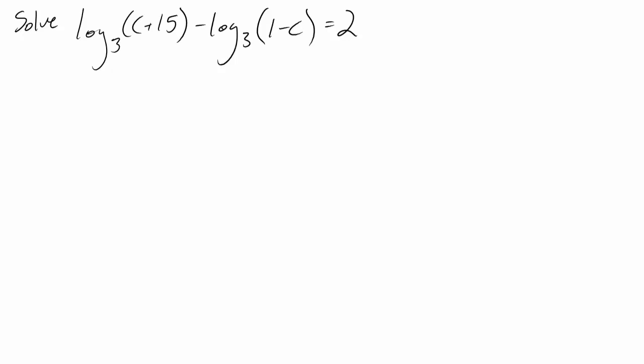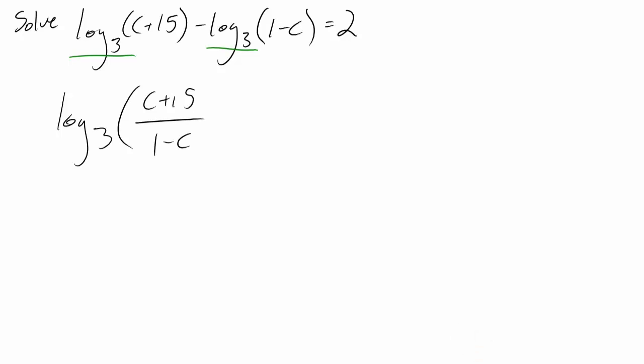So what we're going to do first here is note that the logs are of the same base. Both of these guys are of log base 3. And when we have two logs of the same base being subtracted from one another, we can combine them together in a single log. Subtraction will turn into a division inside that single log. So we have log base 3 of c plus 15 divided by 1 minus c to equal 2.